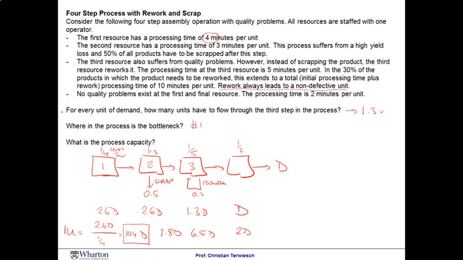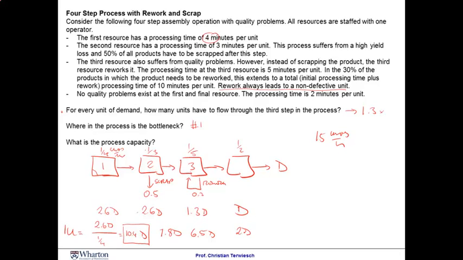Now, what's the process capacity? Well, the process capacity, assuming there's enough demand, is driven by the capacity of station 1. And actually, let me take back what I just said. Even if there's not enough demand, the process capacity is driven by the bottleneck capacity at station 1. So I have to figure out what this resource can produce. And it's 15 units per hour, of course, right? 15 units per hour is basically 1 unit every 4 minutes.